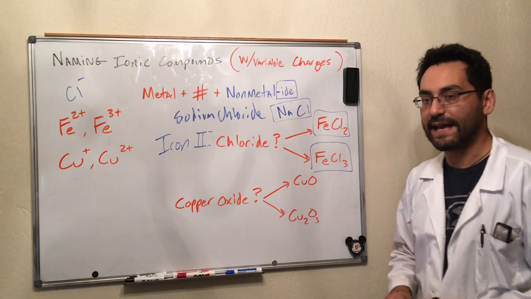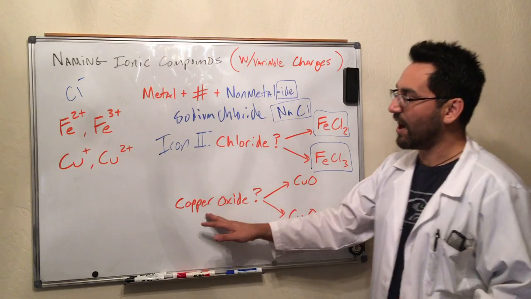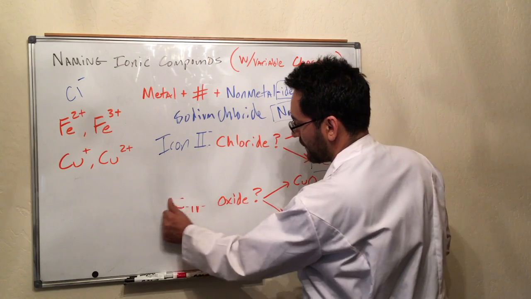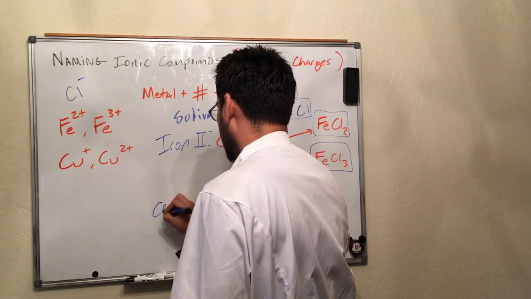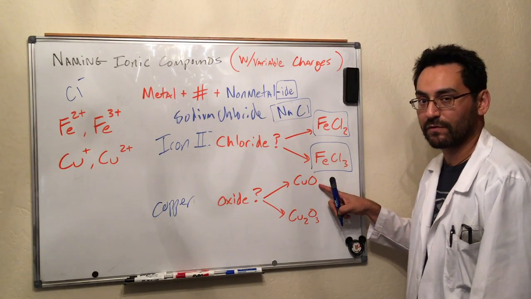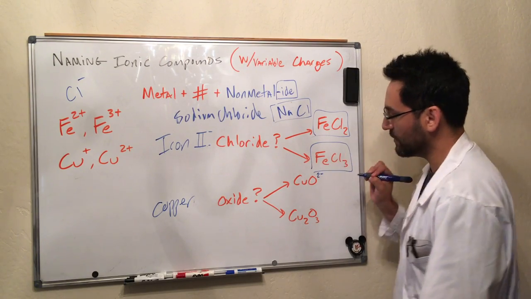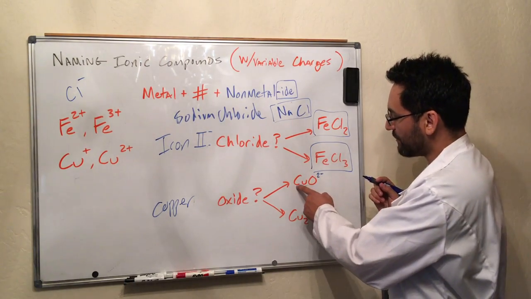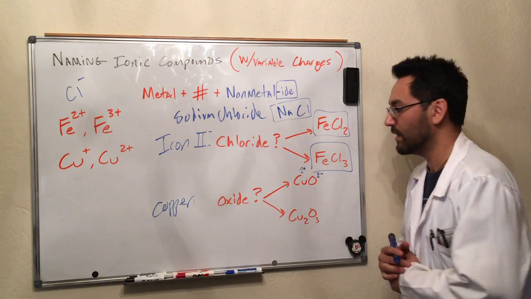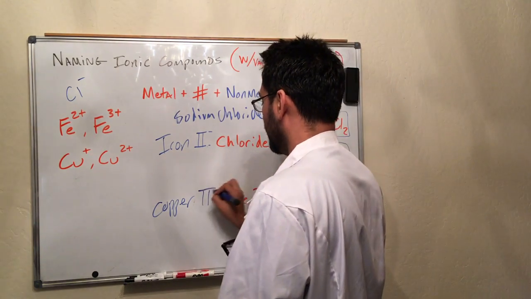Copper oxide. Again, there's a problem. Is this copper oxide? Is this copper oxide? Because copper forms more than one ion, we need to be more specific. So in here, we'll write copper. Now, if we're talking about this one, what do we write? Well, we know oxygen is 2-, or we've memorized that. So copper here must be 2+, because these are always going to form neutral molecules. So this would be copper 2 oxide.